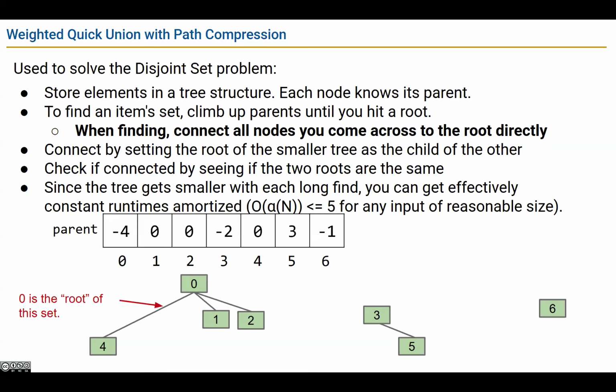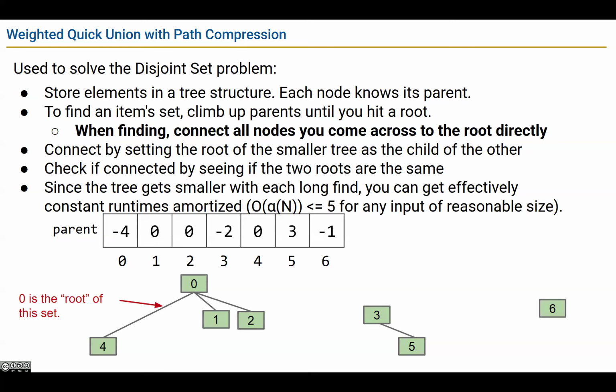But on average, you can get amortized runtime of inverse Ackermann of n, where the inverse Ackermann of n is a function that grows so slowly, it's basically less than 5 for anything that's within 2 to the 2 to the 2 to the 2, repeated many times. Yeah. Path compression is: connect 2 and 3.